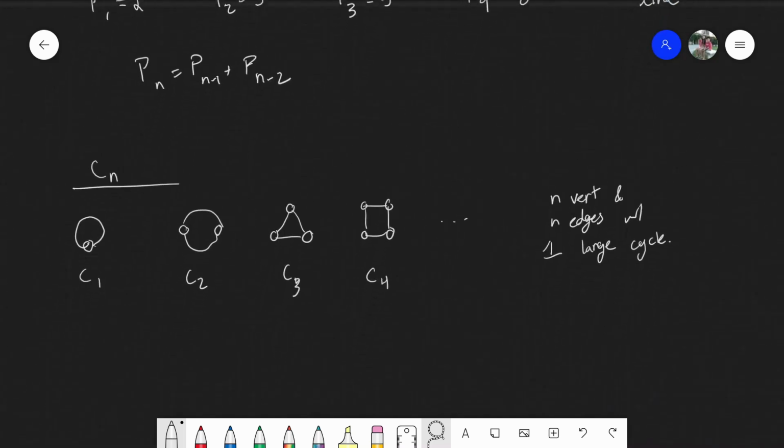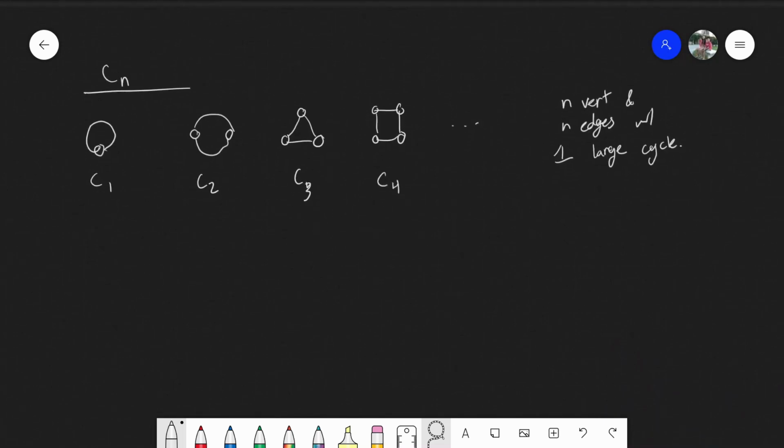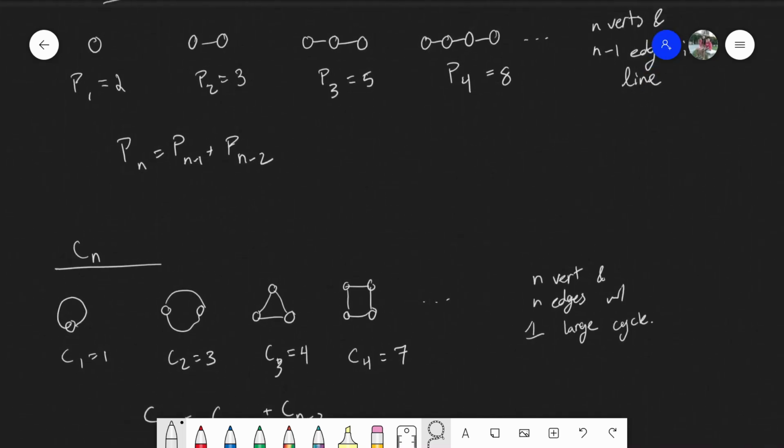And we also see a similar thing with the cycle graphs, but this time with the Lucas numbers. C1 is equal to 1 because it can only be white. C2 is equal to 3. C3 is equal to 4. And C4 is equal to 7. So once more, we do see a recursive relationship among the cyclic graphs. But this time, it's following the Lucas sequence, which starts with a 2 and a 1 instead of a 1 and a 1. So now the question is, how do we prove this?